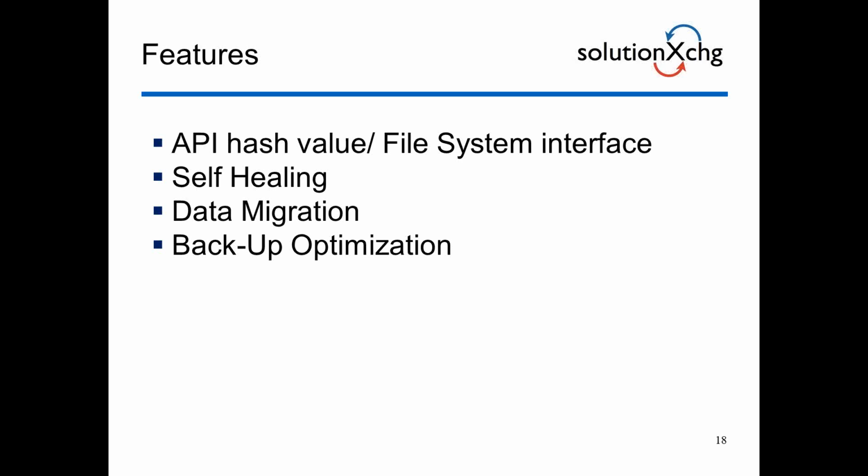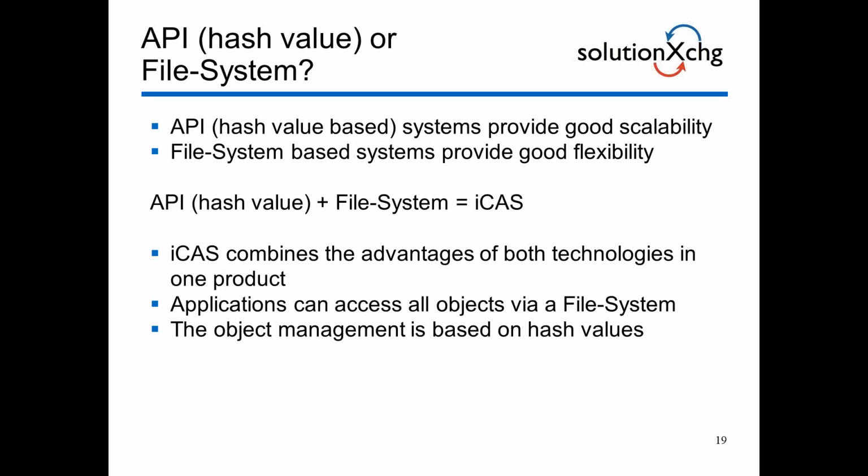Let's look a little bit more at some of the iTernity features or what makes iTernity ICAS unique. One of them is the API hash value concept, as well as the file system interface integrated in one solution. The other one is self-healing. Then I'll talk a little bit about data migration, and another feature that we provide is backup optimization. Let's start with the API and the hash value and file system concept. Like I said before, iTernity ICAS offers you 2 different types of interfaces with these applications. One is an API and one is a file system interface.